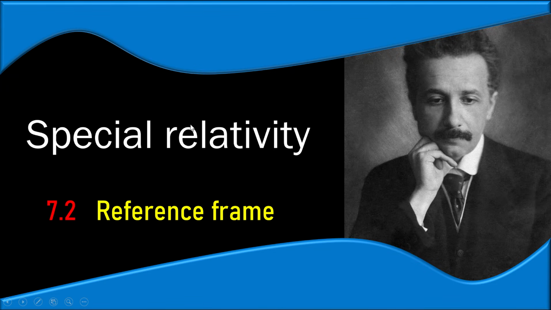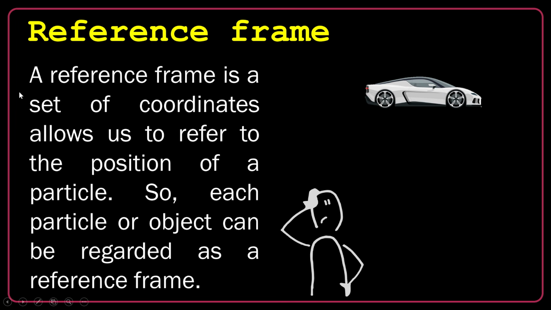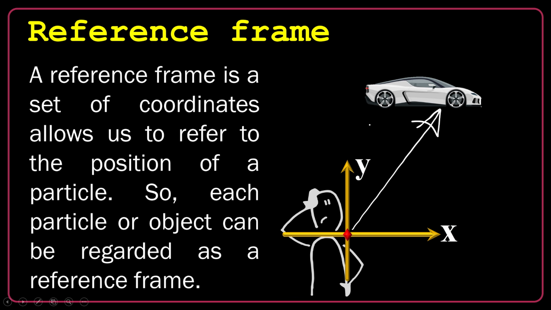In this video, I'm going to go over the concept of reference frame in special relativity. As a definition, I can say a reference frame is a set of coordinates that allows us to refer to the position of a particle. So each particle or object can be regarded as a reference frame. I am here, so I can have my own reference frame, my set of coordinates, and through these coordinates, I can identify the location of every object in the space.